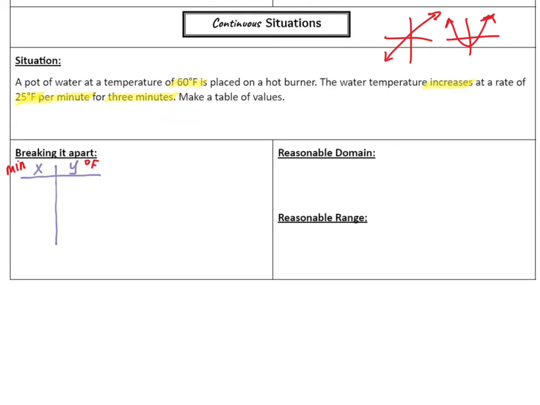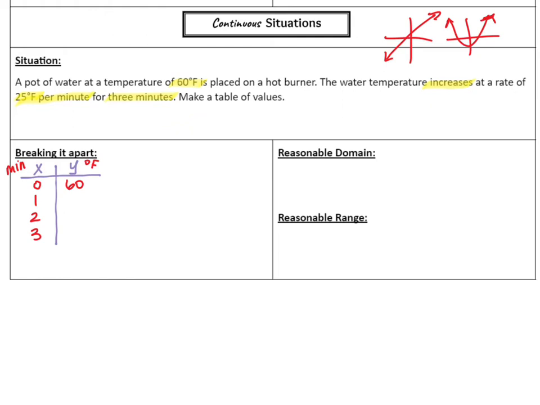At the start of it, what is my starting temperature before I've even heated it up? Well, it tells us it's 60, right? We have a pot of water, it's at 60 degrees. And then it's heated up for 3 minutes. So my X values are 1, 2, and 3. Right? It's increasing at a rate of 25 degrees.